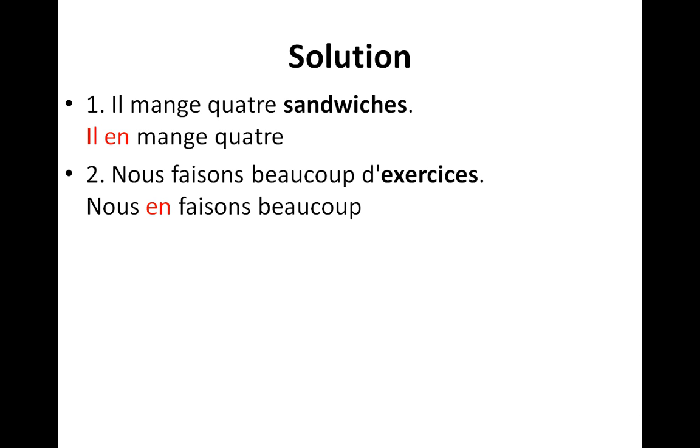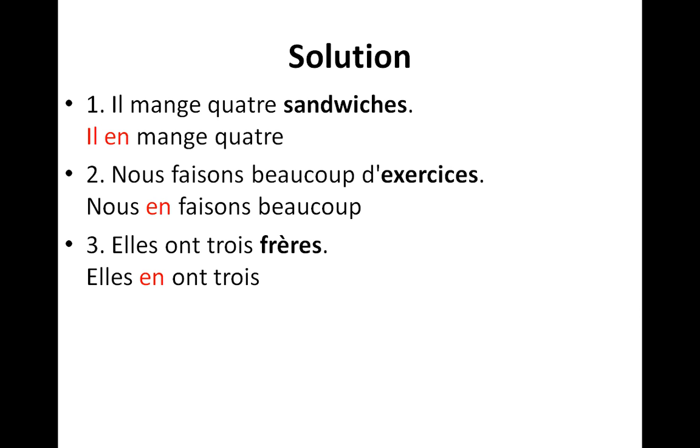Deuxième. Nous faisons beaucoup d'exercices. So, again, you're substituting the word in brackets. And look how it becomes. Nous en faisons beaucoup. So, you're, again, substituting exercises. And you're putting it right after the subject pronoun. Then you have en. And then you have the verb. And then you have beaucoup, which is an adverb, okay?